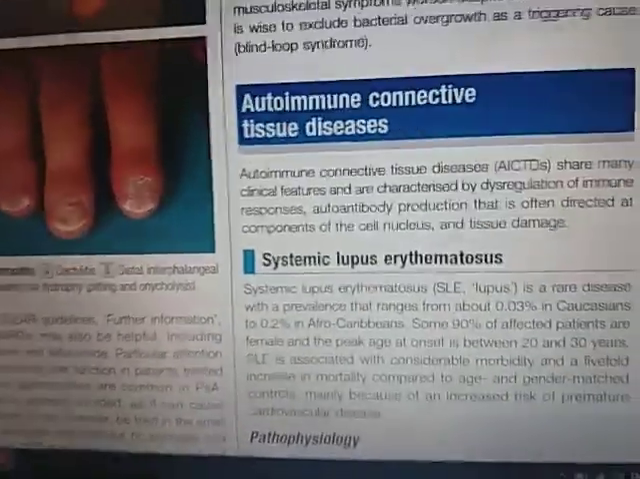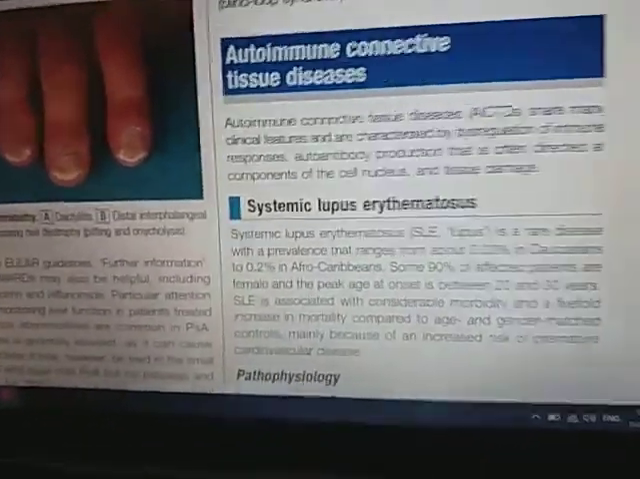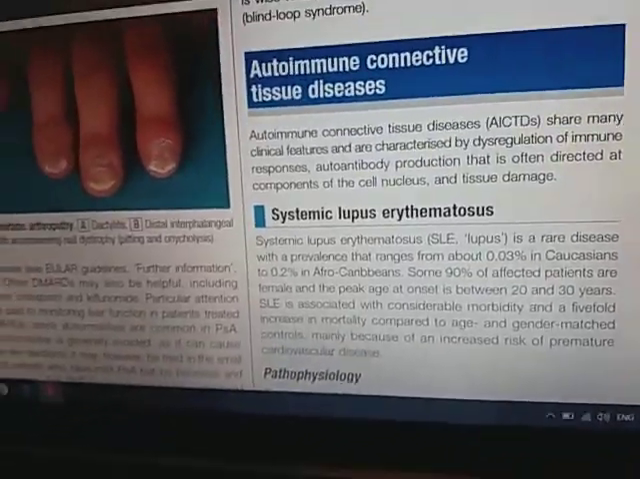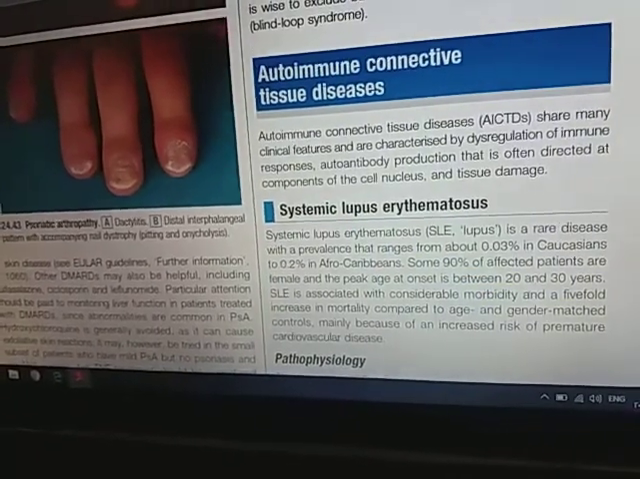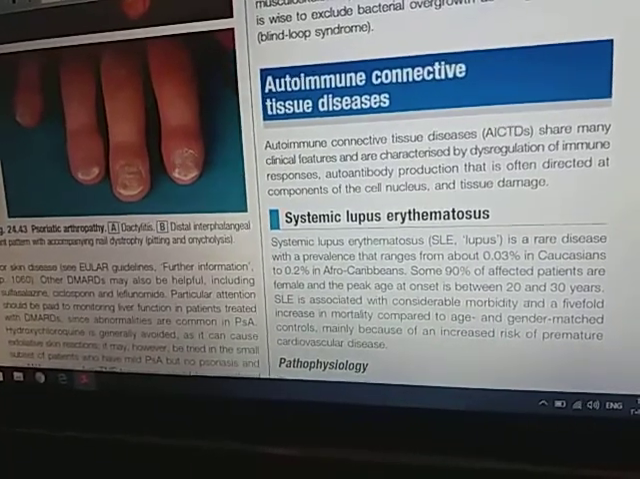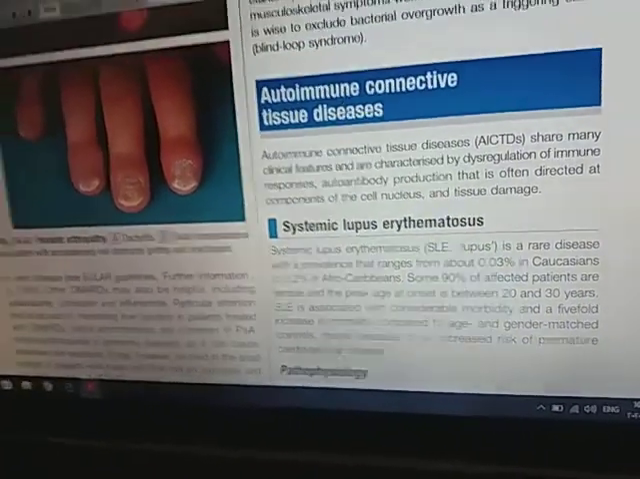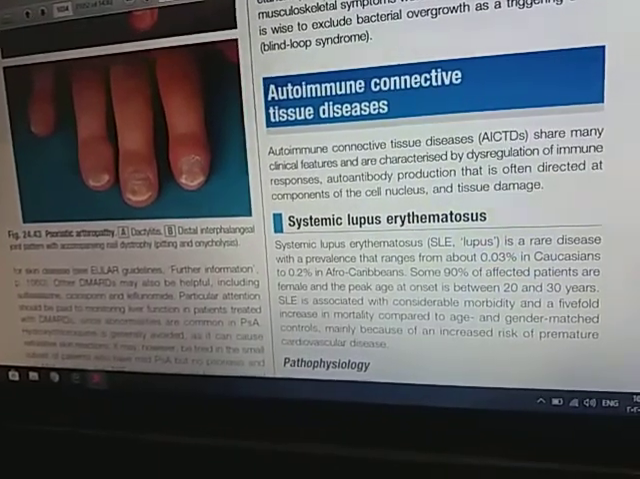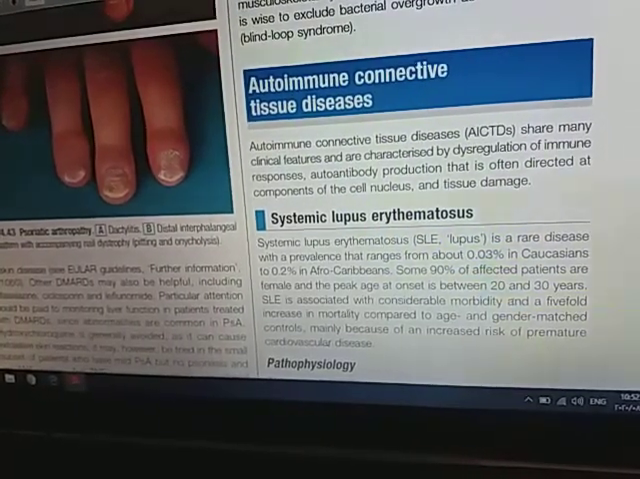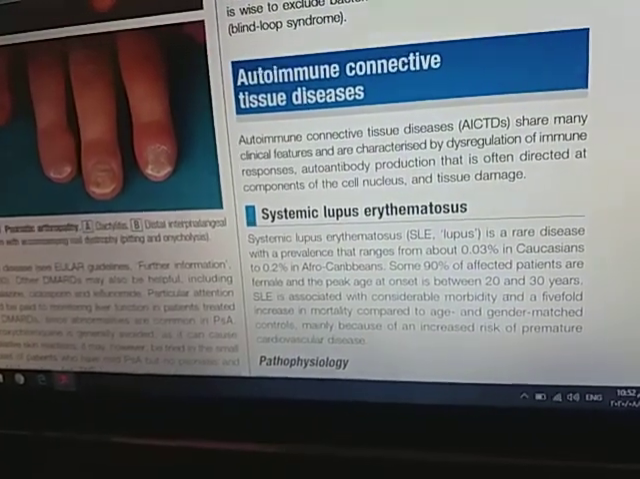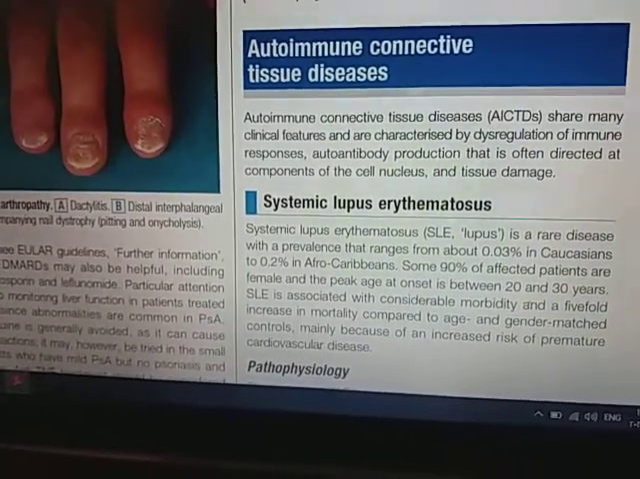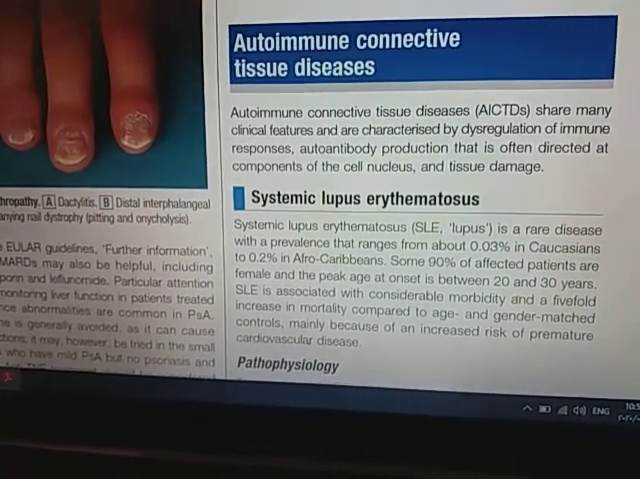We have renal involvement, cardiovascular involvement, pulmonary features, neurological features, and hematological features. In hematological features, we have neutropenia, lymphopenia, thrombocytopenia, and hemolytic anemia. The degree of lymphopenia is a good guide to disease activity. And also we have GI tract features, mouth ulcers, mesenteric vasculitis, and so on.